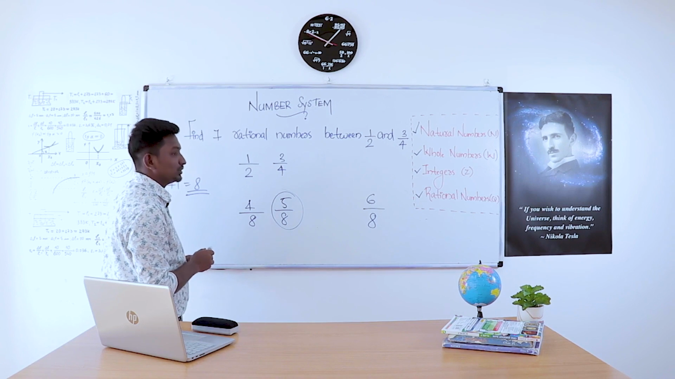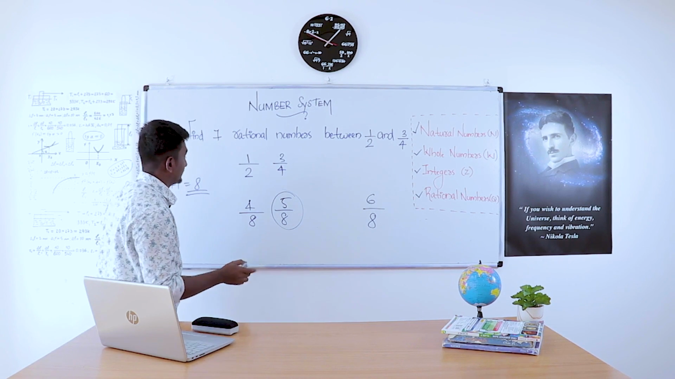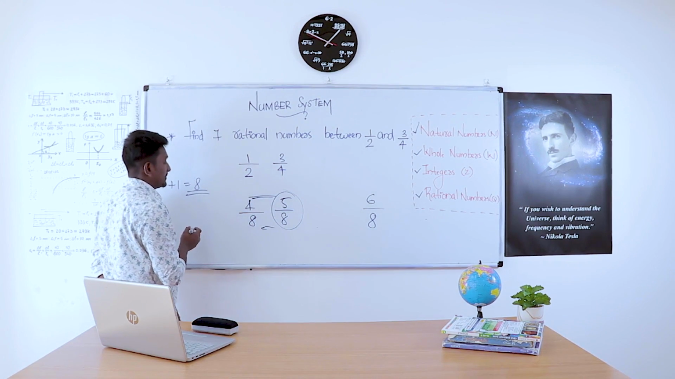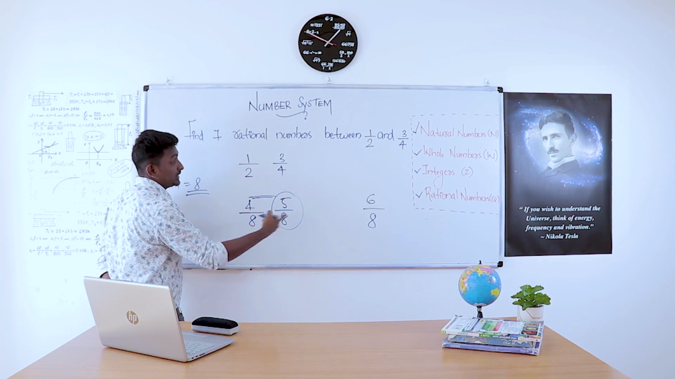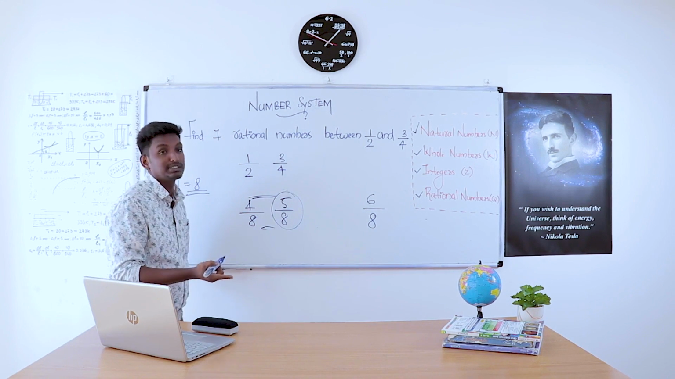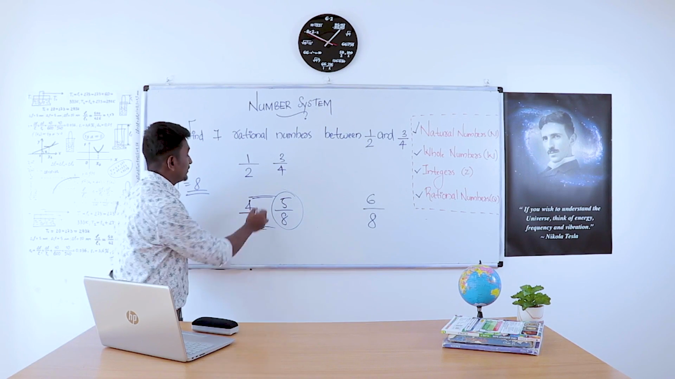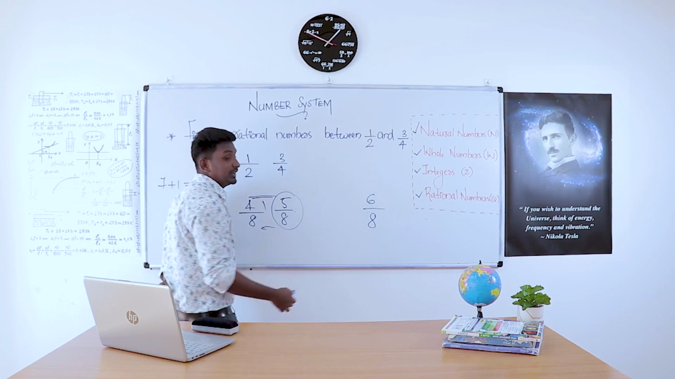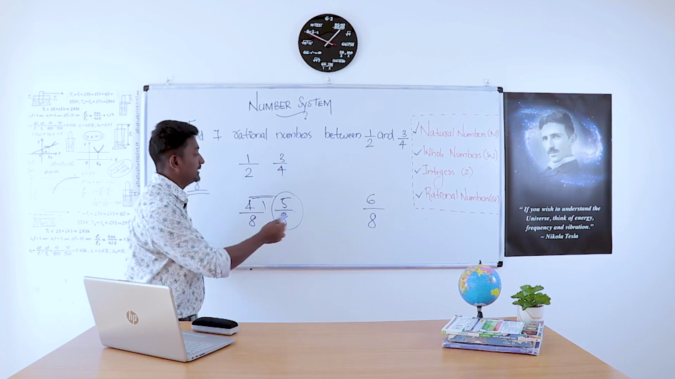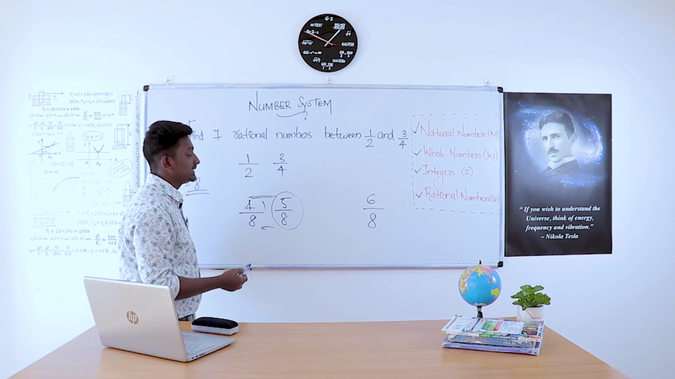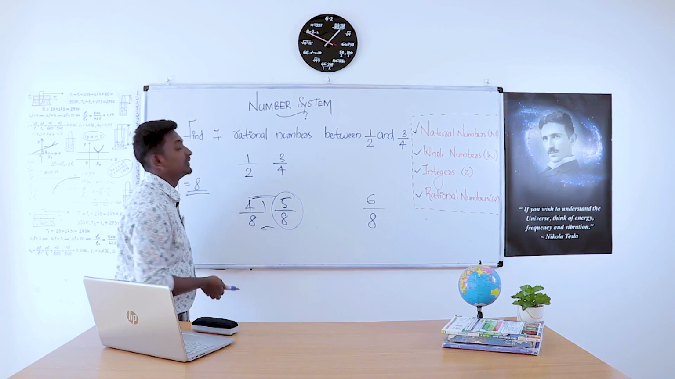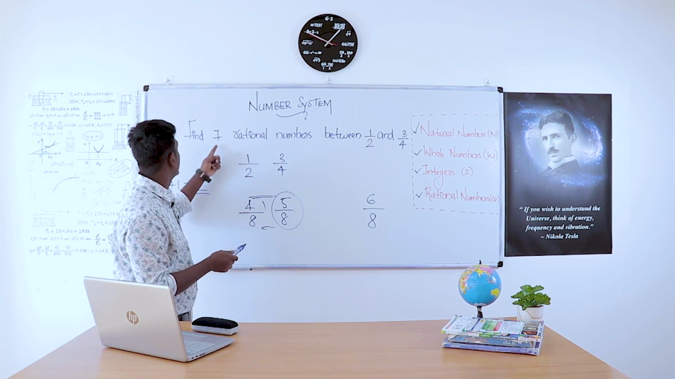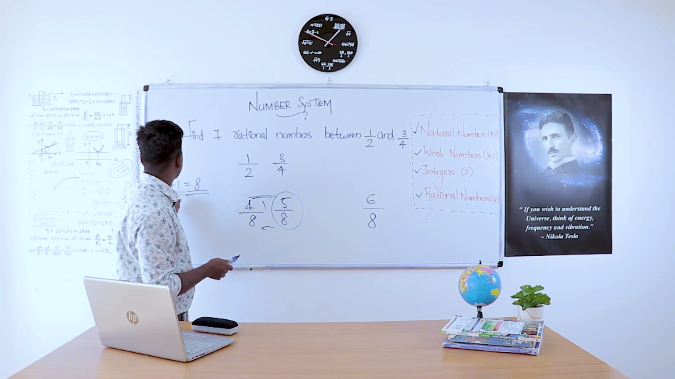Now, use the same method as the first one. In between these two, we can find one more rational number by 4 by 8 plus 5 by 8 whole divided by 2. We get a rational number in between them. Then 5 by 8 plus 6 by 8 whole divided by 2. We get a rational number in between these two. Then the same process continues. We get 7 rational numbers. Clear? In this method, I used the n plus 1 formula, that is 7 plus 1, 8.